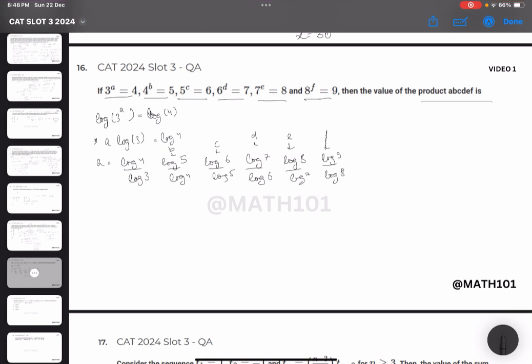Multiplying these 6 numbers, we can easily see log 8 gets cancelled, log 6 gets cancelled, log 7 gets cancelled, log 5, log 4 all get cancelled. We are left with log 9 upon log 3. Log 9 can be written as log 3 squared, which is 2 comes down, 2 log 3 upon log 3. Log 3 gets cancelled, so the answer becomes 2.